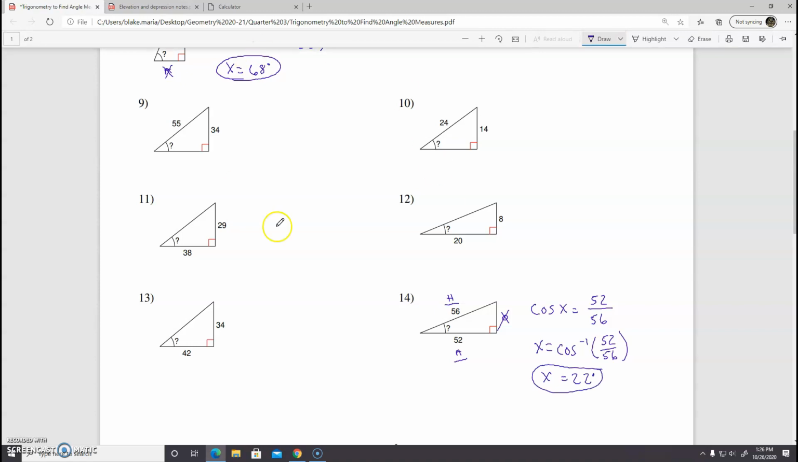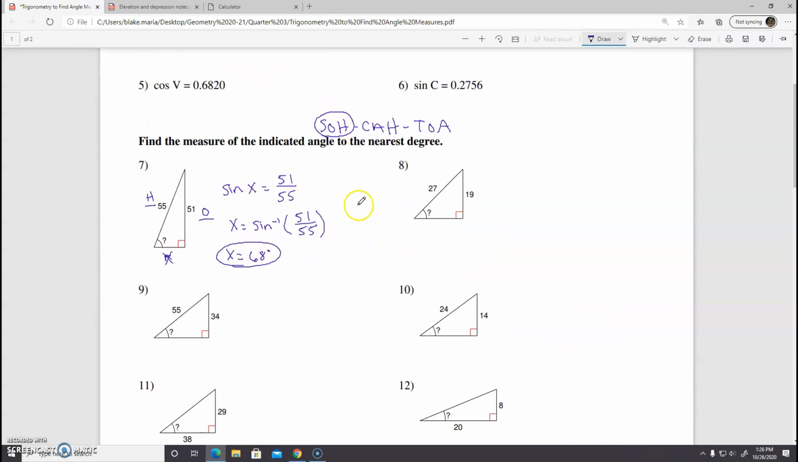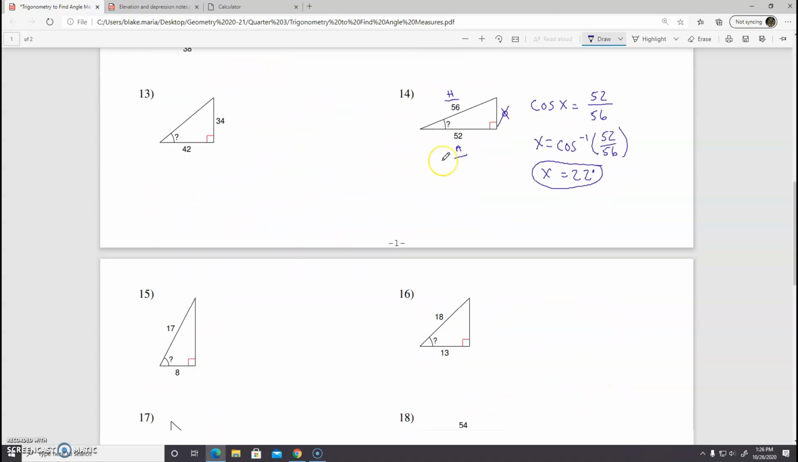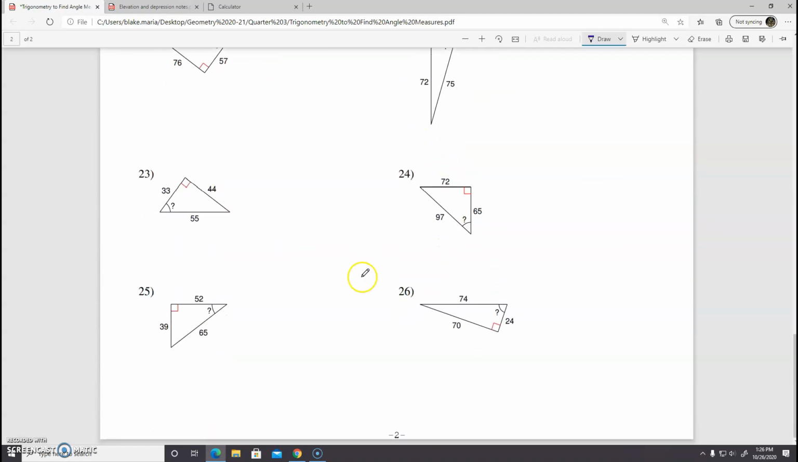All right, so that's what you're doing on this. You're just taking those inverses. You're still using what we used yesterday, sine, cosine, tangent, and you'll finish off this.